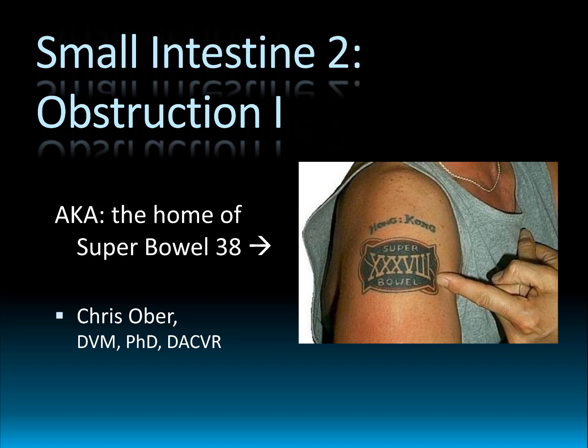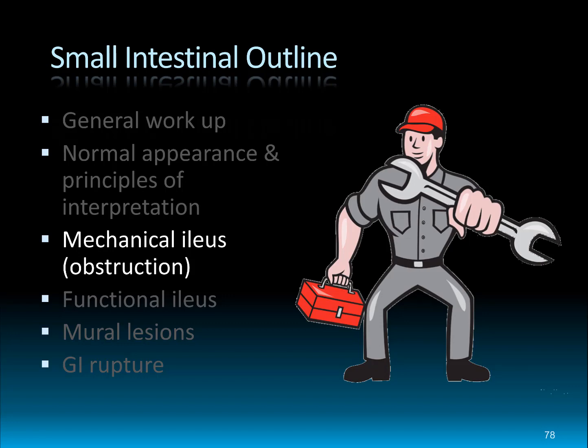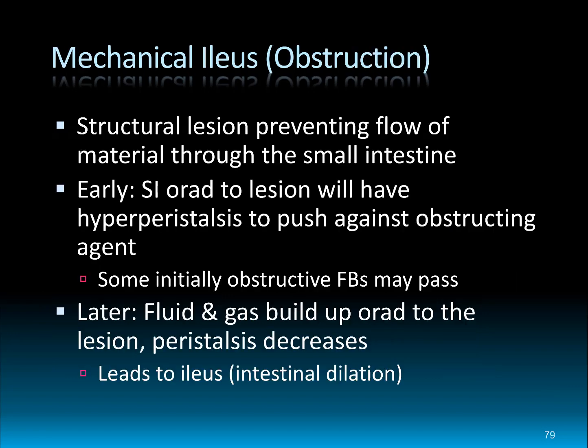In this small intestinal lecture segment, I'm going to talk a bit about obstruction, also known as mechanical ileus. A mechanical ileus is some sort of structure that prevents the flow of normal digesta through the small intestine. Early on, the small intestine that's ORAD, or proximal to that lesion, is going to be hyperperistaltic and is going to try to push against that obstructing agent. And so some foreign objects that may initially cause obstruction could ultimately pass.